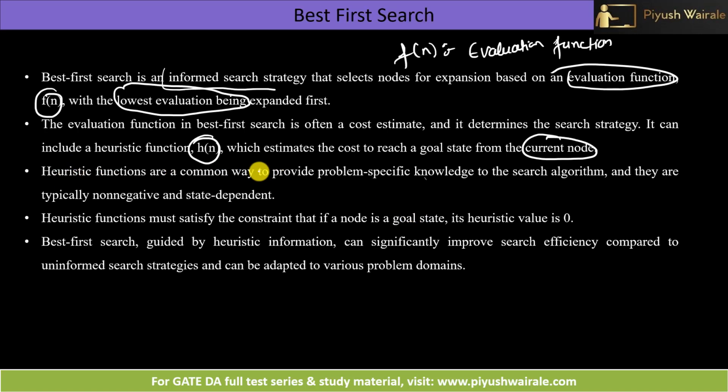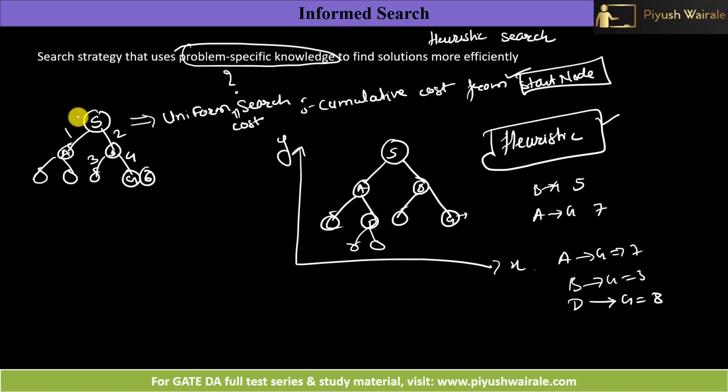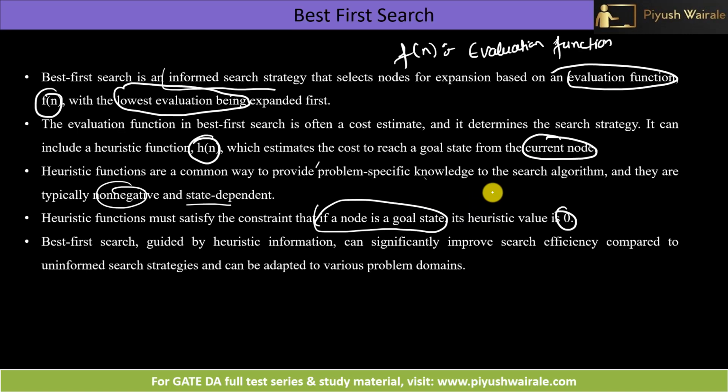Heuristic functions are a common way to provide problem-specific knowledge to a search algorithm, and they are typically non-negative and state-dependent. The heuristic function must satisfy a constraint: if a node is a goal state, the heuristic value is 0. In uninformed search, we start from an initial state whose value is 0, but in informed search, we consider the heuristic value of the goal state to be 0. This is a very, very important concept. The heuristic value of a particular goal state is considered as 0.